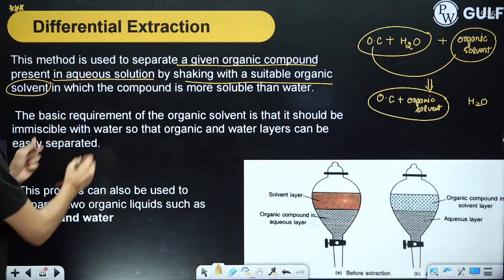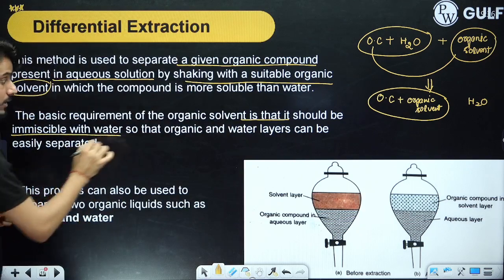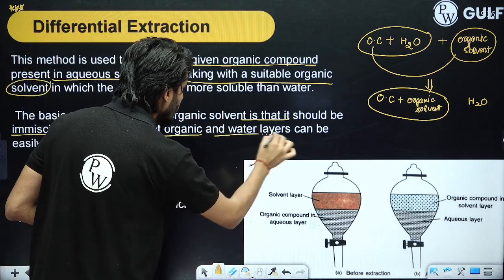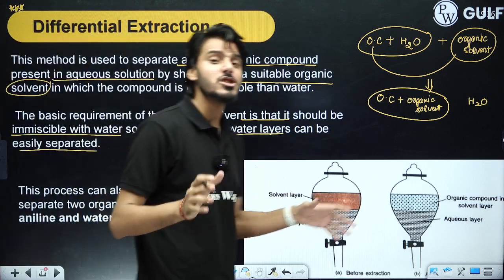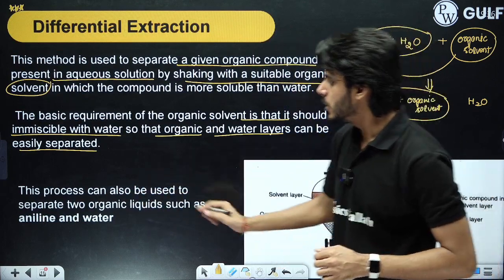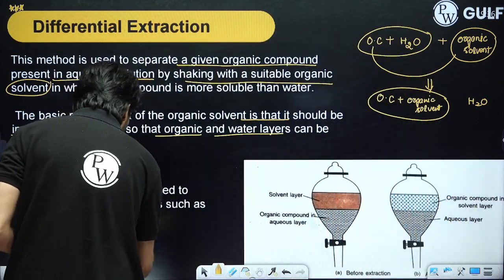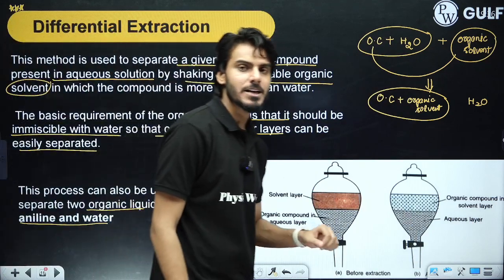So the basic requirement of this organic solvent is that it should be immiscible with water, so that the organic compound and water layers can be easily separated. All right, so this was differential extraction. Then the process can also be used to separate two organic liquids such as aniline and water. Understood, guys? Any doubt, anyone?